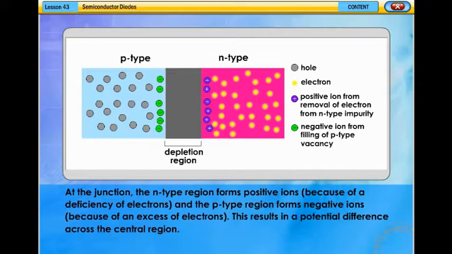At the junction, the N-type region forms positive ions because of a deficiency of electrons, and the P-type region forms negative ions because of an excess of electrons. This results in a potential difference across the central region.